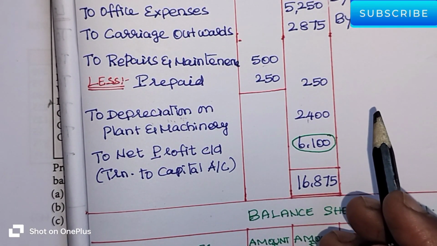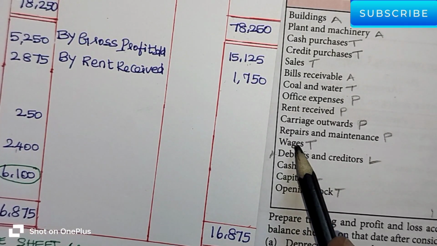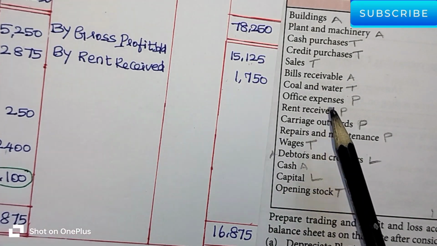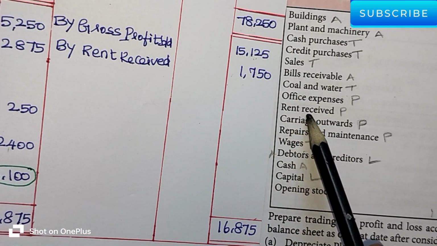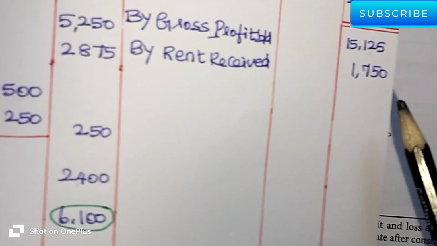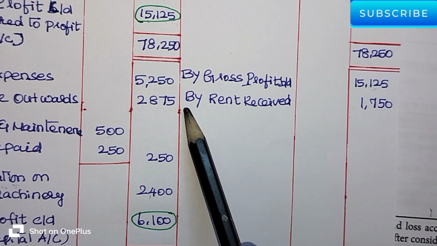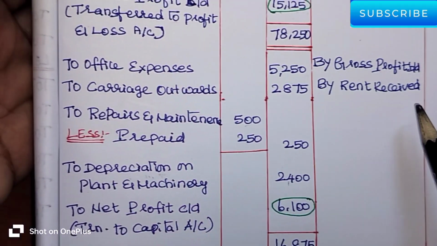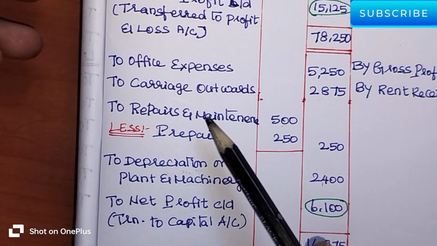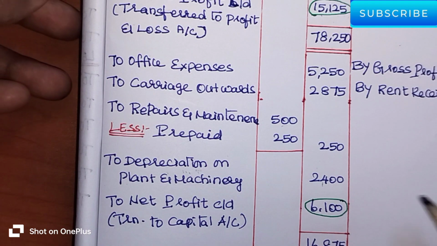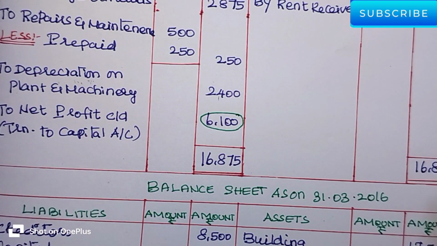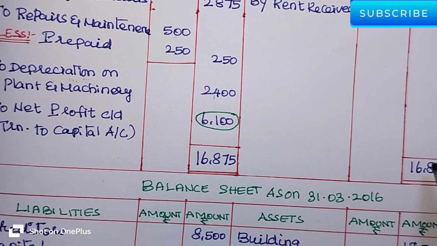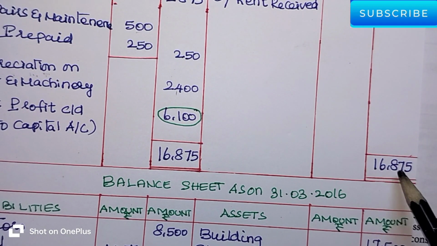Then rent received. Rent received is an indirect income, which goes to the credit side of the profit and loss account. So rent received 1,750 we entered. All the given transactions related to the profit and loss account we enter on the profit and loss account. Then we have to find out the total, which side has the higher value. The credit side has the higher value, that amount is 16,875.